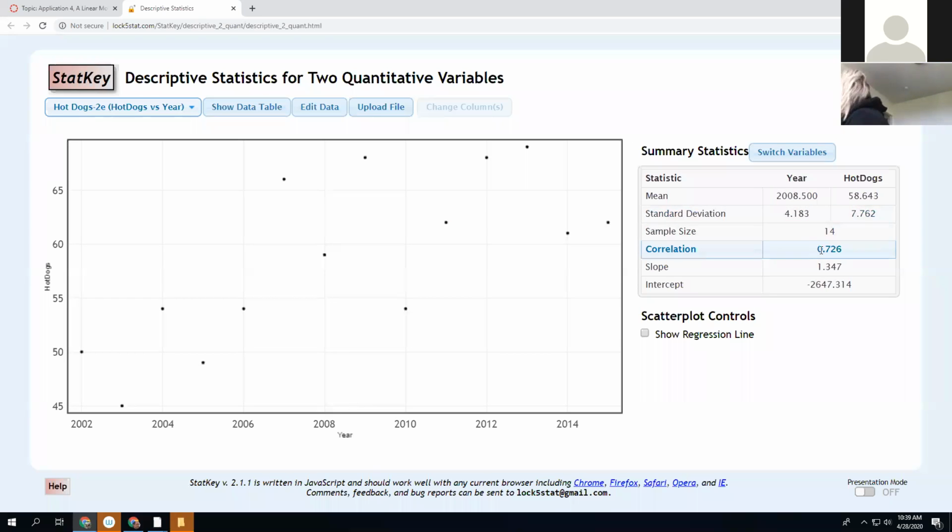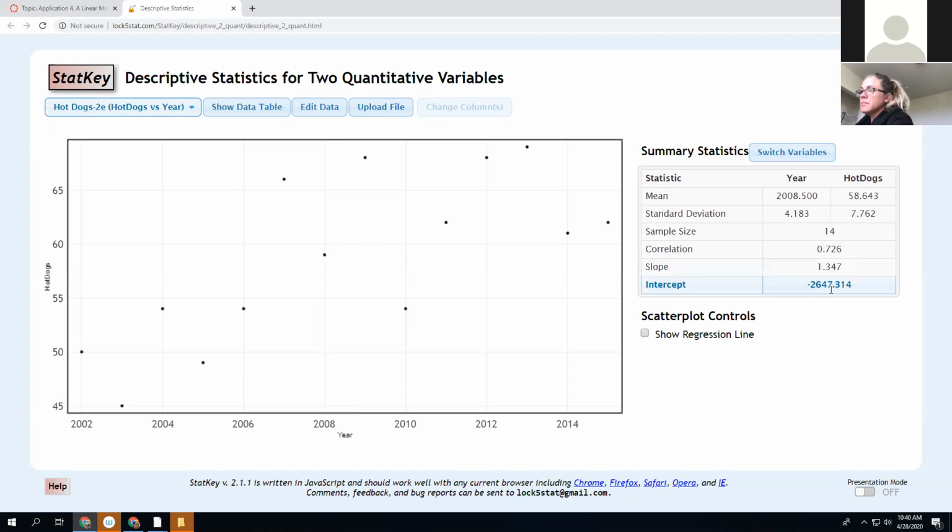Anyway, is there a strong correlation? Well, it's 0.76, which is closer to 1 than 0. So yeah, there's kind of a correlation here. It looks like over time people are getting better at eating a lot of hot dogs between 2002 and 2014. The slope here is about 1. So for each year that goes by, the winner eats 1 more hot dog than the previous year, roughly, is what that slope tells us there.